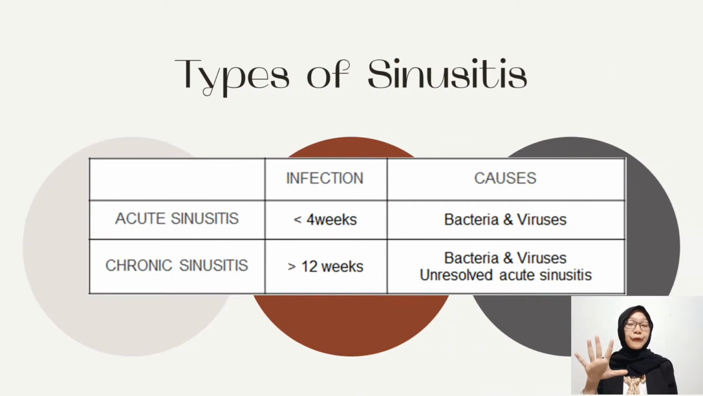Actually, there are 5 types of sinusitis, but in this paper, we focus on chronic and acute sinusitis. Acute sinusitis is an infection lasting less than 4 weeks, while chronic sinusitis is an infection lasting more than 12 weeks. For acute sinusitis, there are 2 common causes, such as bacteria or viruses. And in most cases, unresolved acute sinusitis can cause chronic sinusitis.